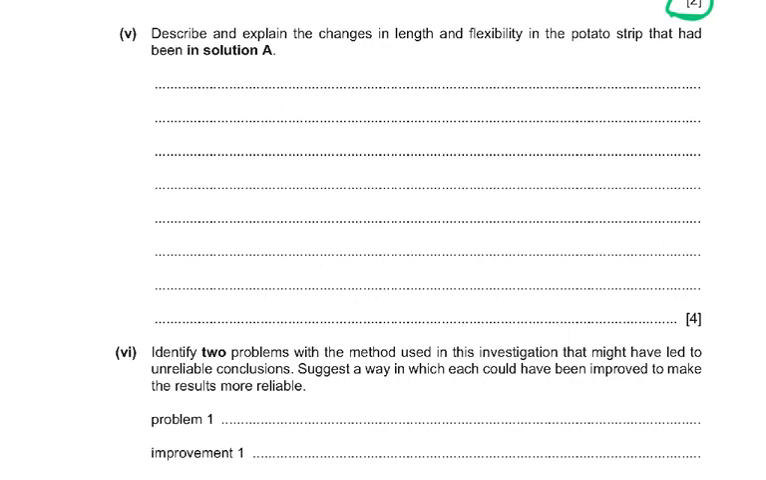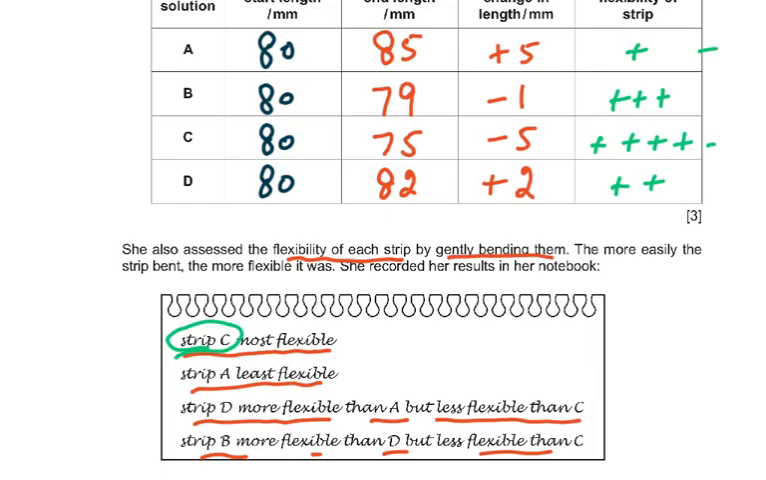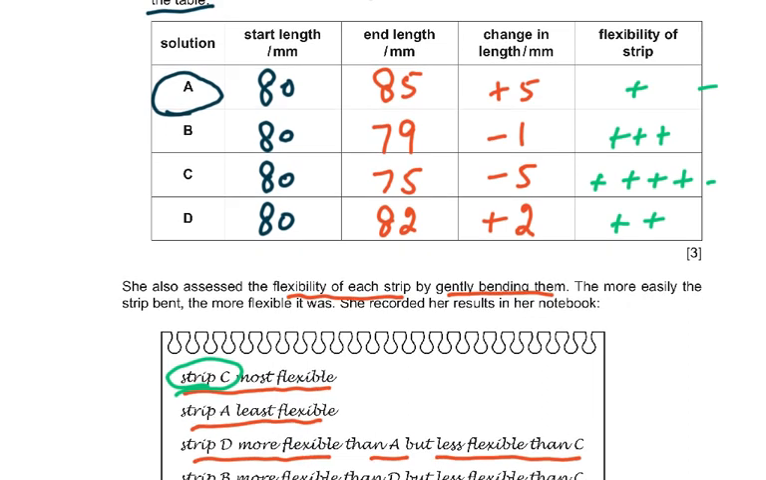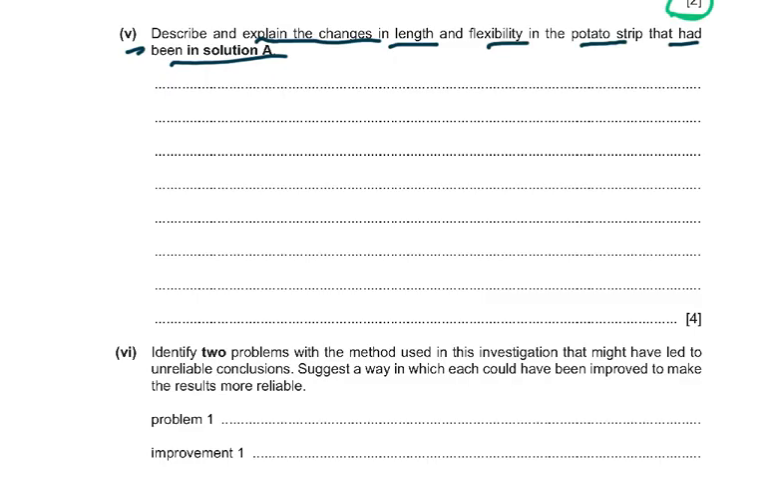Now coming to part 5 of the question: describe and explain the changes in length and flexibility in the potato strip that had been in solution A. If you look at solution A, it had increased in length the most. It was 85 in length and the flexibility was least. Now it says describe and explain. So you have to give the description that the strip was longer, in fact the longest, and it was the least flexible.